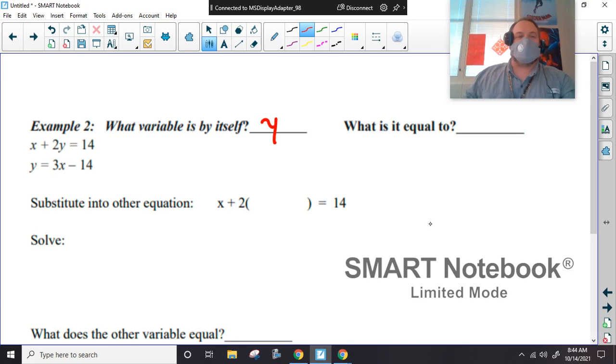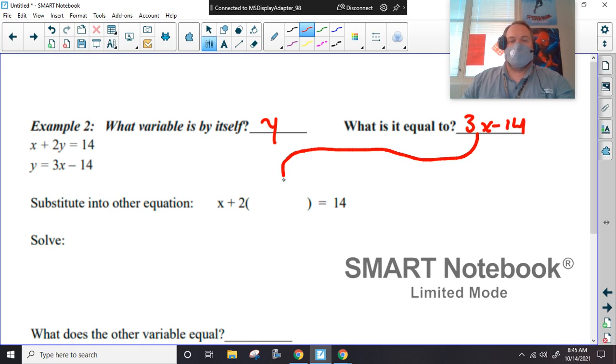All right. So, what is Y equal to? Awesome. Okay. So now we have what variable by itself. Now we know what it's equal to. What do we do with this 3x minus 14? Yes. Now, yeah, we take out where the y was and we put the parentheses around it. And then we replace this stuff right here. So that's why we're substituting.